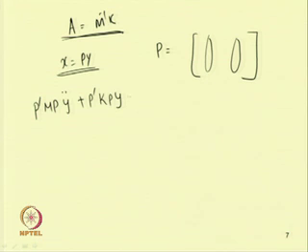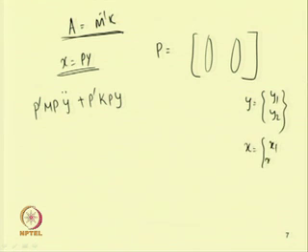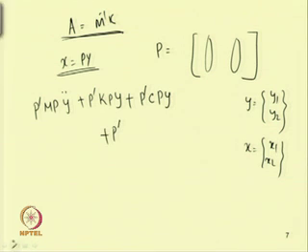So, here x equal to x 1 and x 2, similarly y equal to y 1 and y 2. Then plus we can have this P transpose C P y plus P transpose. So, we can write this nonlinear part also by substituting this thing.